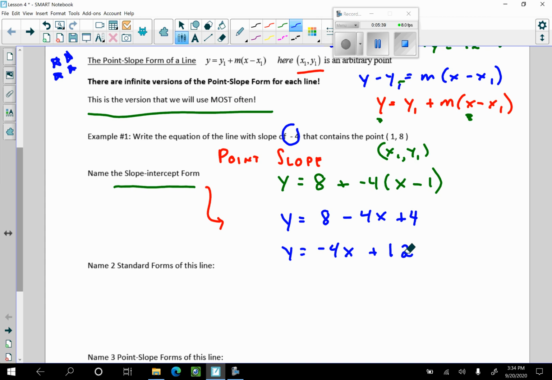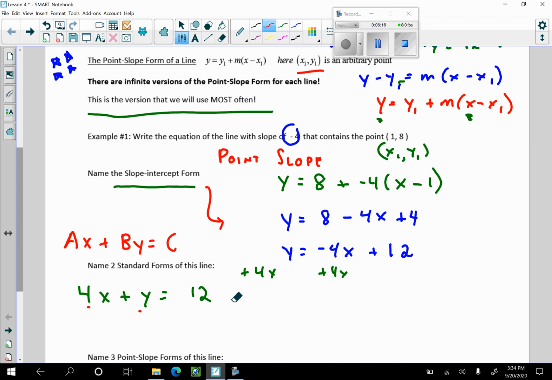All right, now I want two standard forms of this particular line. In standard form, ax plus by is equal to c. It's going to be easy to come up with the first standard form. All I'm going to do here is add 4x to both sides, and this is going to be my form: 4x plus 1y is equal to 12. That's ax plus by is equal to c.